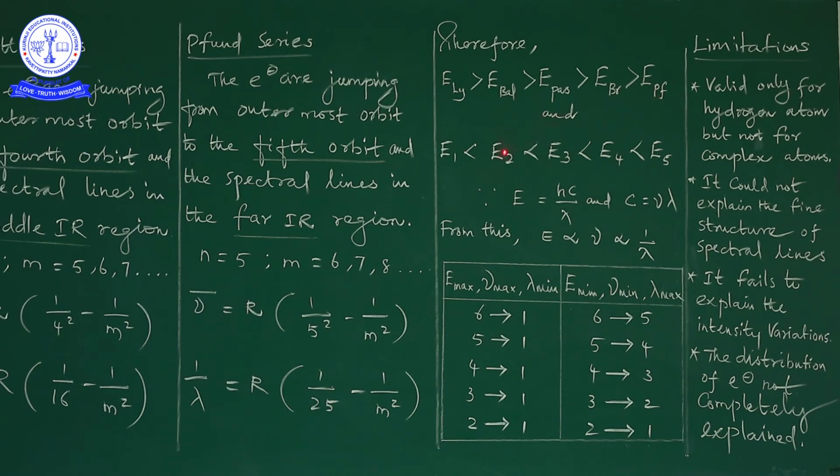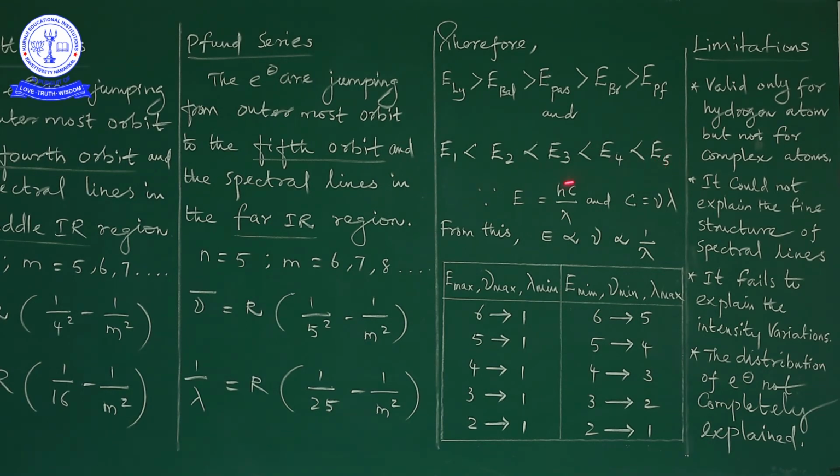As well, we can conclude the energy of the orbits also. How does it come? The energy of the first orbit, energy of the second orbit, energy of the third orbit, energy of the fourth orbit, energy of the fifth orbit. Already we know the individual values. The energy of the first orbit is minus 13.6 electron volt. Energy of the second orbit is minus 3.4 electron volt. Energy of the third orbit is minus 1.51 electron volt. Energy of the fourth orbit is minus 0.85 electron volt. And the energy of the fifth orbit is minus 0.54 electron volt.